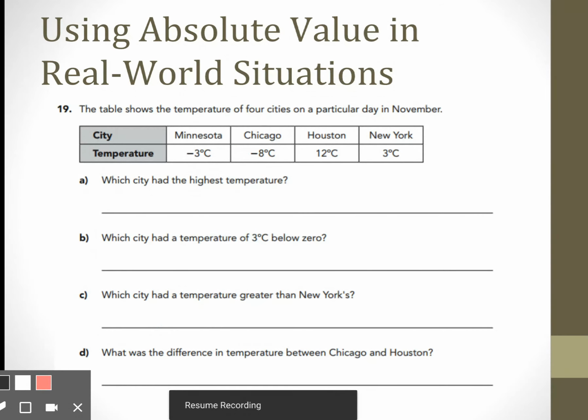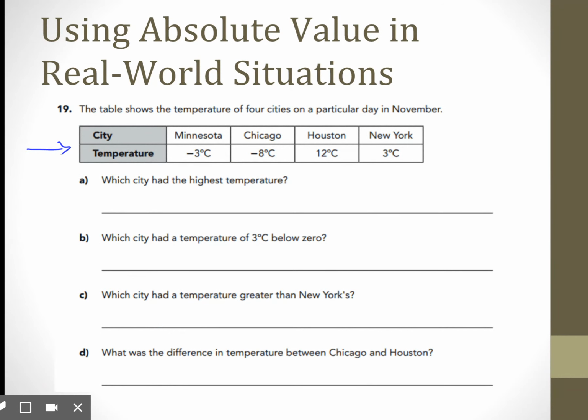So let's try this one, number 19. Again, we're talking about temperatures here. The table shows the temperature of 4 cities on a day in November. Minnesota, -3. Chicago, -8. Houston, +12 degrees. And New York, +3 degrees Celsius. Which city had the highest temperature?